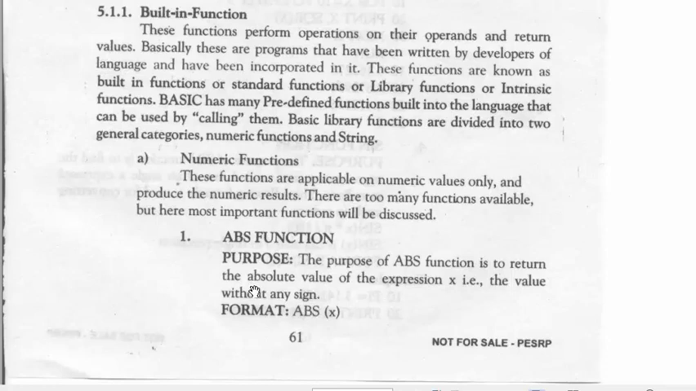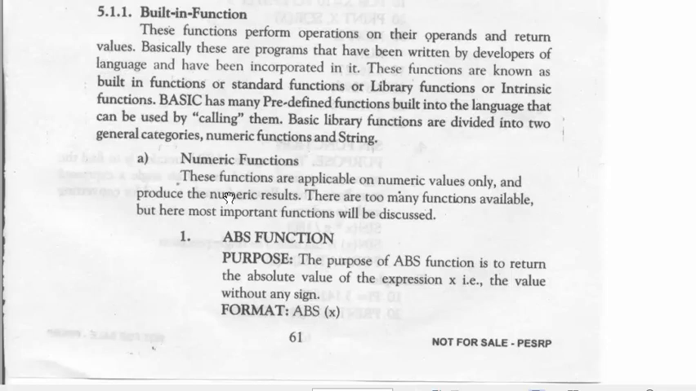These functions are applicable on numeric values only and produce numeric results. Numeric functions work for numeric values. Numeric values are which ones? Those that are numbers. There are too many functions, but here the most important functions will be discussed. First is the ABS function. The ABS function is basically used for absolute value. The purpose of the ABS function is to return the absolute value of an expression, that is the value without any sign.